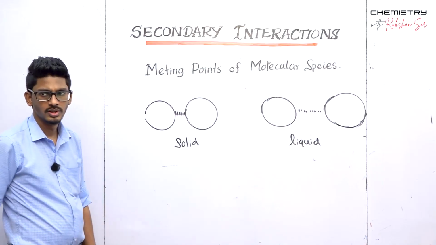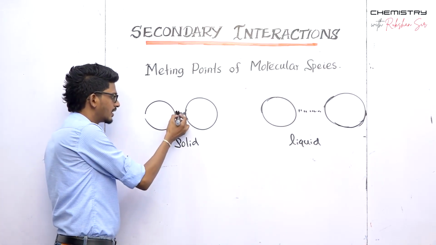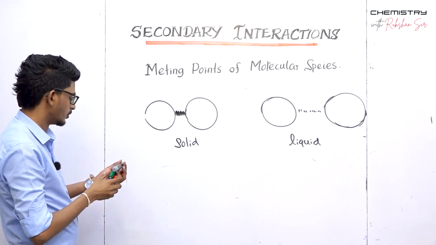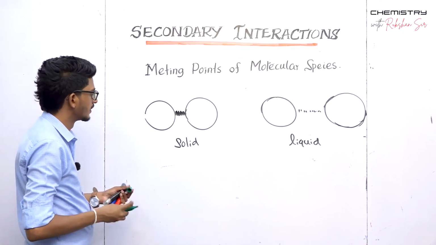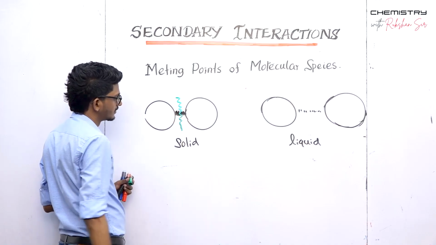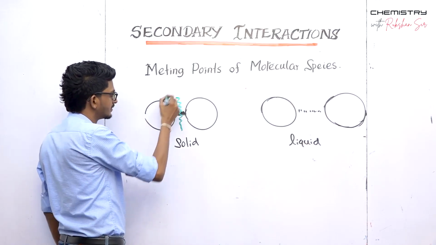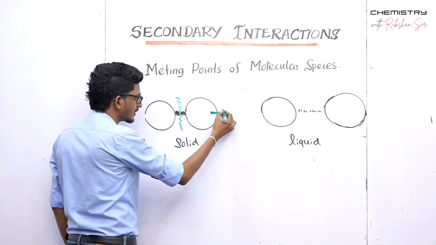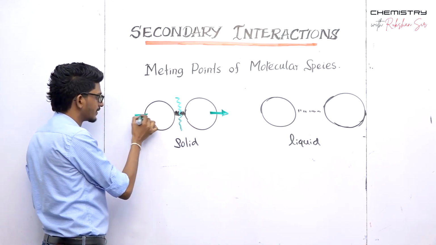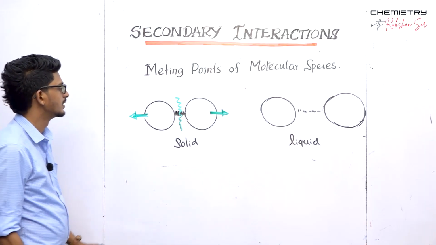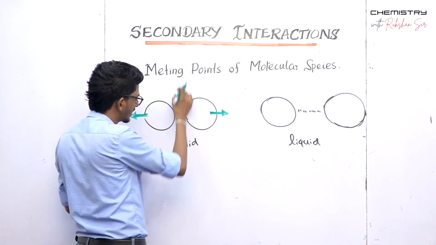Right? So when converting a solid to a liquid, what should you do? You have to break this bond. That is one thing. And you have to move these particles apart from each other. That is the second thing. Basically, moving these particles apart from each other will break the bond, right?